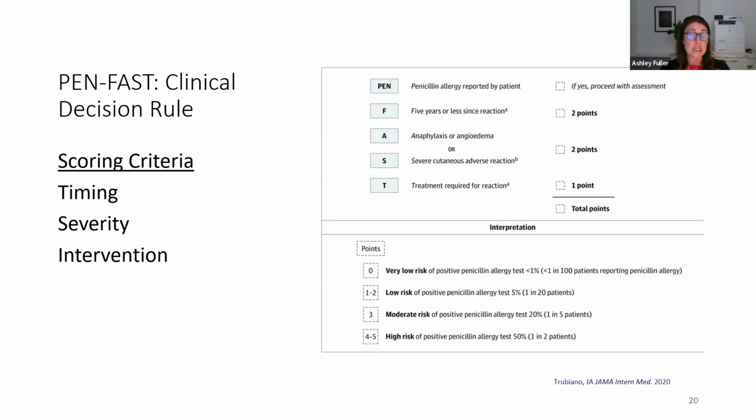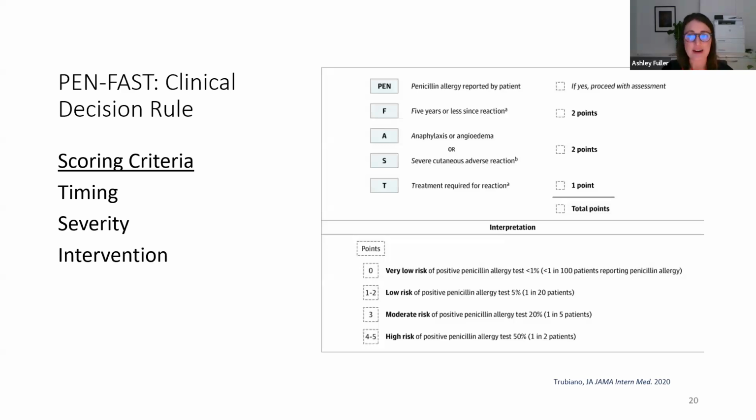But the factors themselves include the timing of the symptoms, the severity of the symptoms, whether or not treatment was required. And each factor is then assigned that point value. There are various risk stratification models out there that accomplish something similar. The caveat here, right, is that PenFast is verified in an adult population, but not for pediatrics. So there are other scoring tools as well. But the common feature throughout most of them are going to be whether or not symptoms of anaphylaxis were present, and then how long it has been since the reaction occurred.